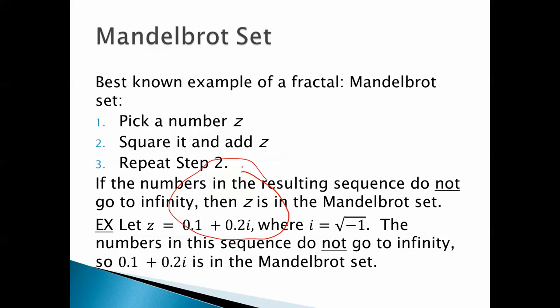There are more interesting examples when you work with complex numbers and see if they're in the Mandelbrot set. You square it and add z, square and add z, square and add z, etc. But I'm not going to go into that. The numbers in this sequence do not go to infinity, so 0.1 plus 0.2i is in the Mandelbrot set.